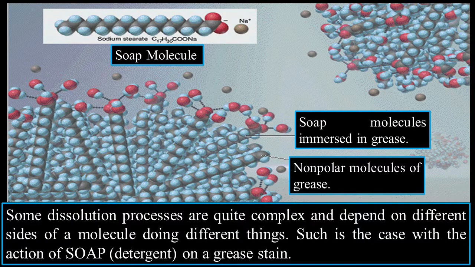than in methanol. Here is a soap molecule, soap molecules immersed in grease. Some dissolution processes are quite complex and depend on different sides of a molecule doing different things, such as in the case with the action of soap detergent on a grease stain. So the polar end of the soap molecule versus the nonpolar end of the soap molecule relative to the solubility of grease, and which end of the soap molecule will do the dissolving.